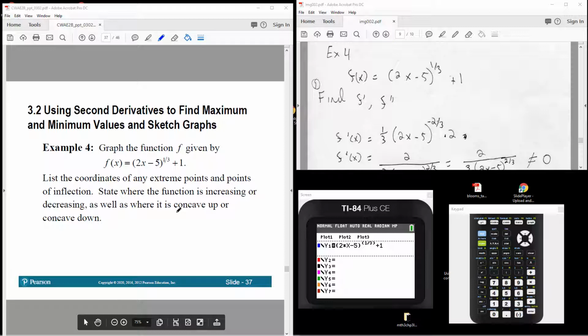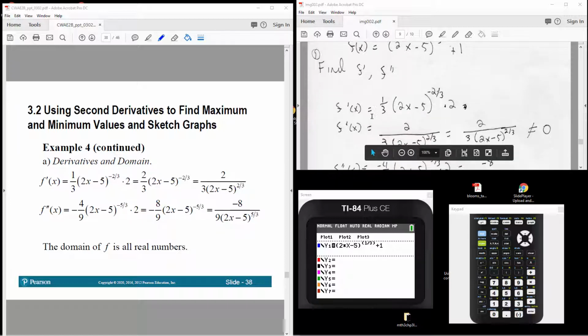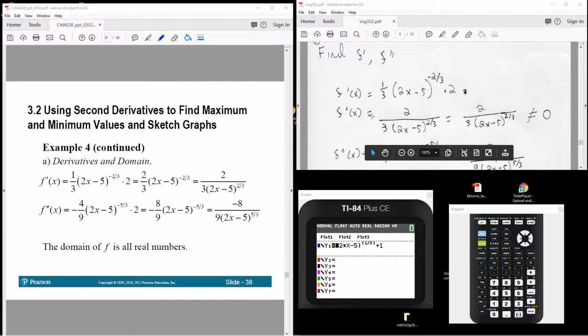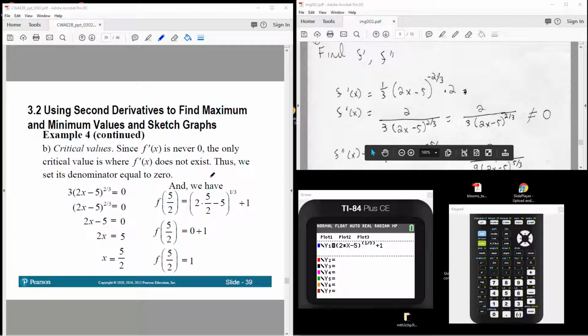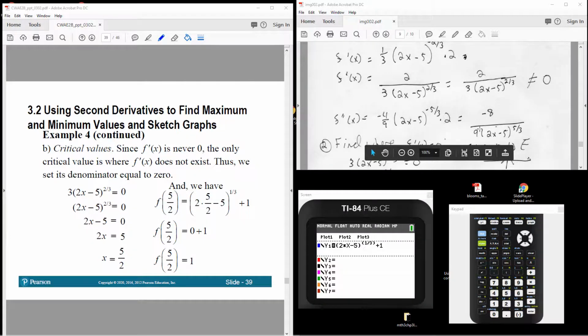Alright, for this one here, graph the function. List the coordinates of any extreme points or points of inflection. State whether the function is increasing or decreasing, and where it's concave up and concave down. So I found the first and second derivative. I do that here. Okay, so this function will never be equal to 0. So I look at where it doesn't exist. It won't exist when 2x minus 5 is equal to 0.